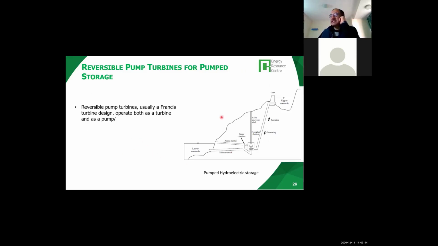Also, I want to mention that nowadays pump storage is coming into importance, and then we use what is known as the reversible pump turbines, usually a Francis turbine, which operate as a turbine as well as a pump. So it can be used to pump from a low reservoir to a higher reservoir also. So this is also another turbine that we need to consider.